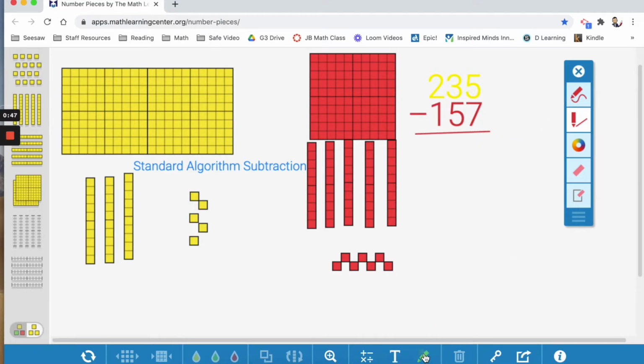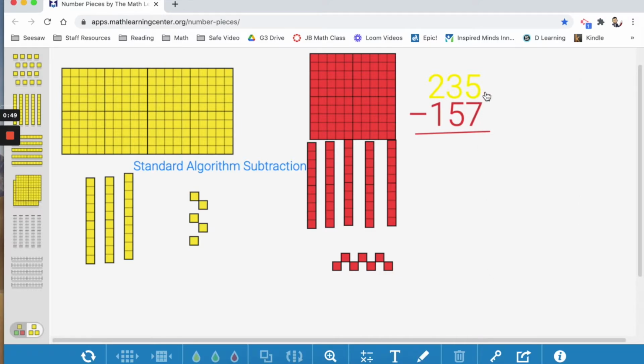The next thing that I'm going to do is start in the 1s place. I have 5 1s in yellow. I need to take 7 away. Since there's not enough 1s here, I'm going to regroup. I'm going to take one of the 10s and break it up into individual 1s, bring them over with the other 1s so that I can take 7 away.